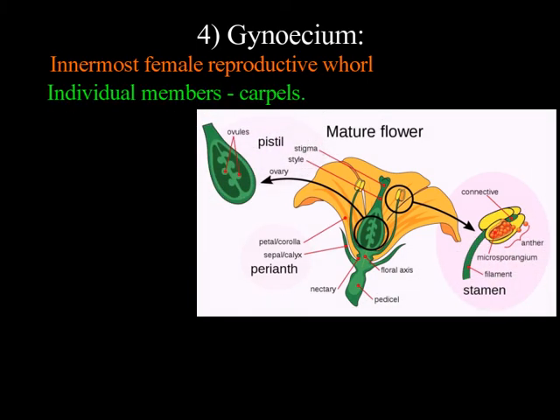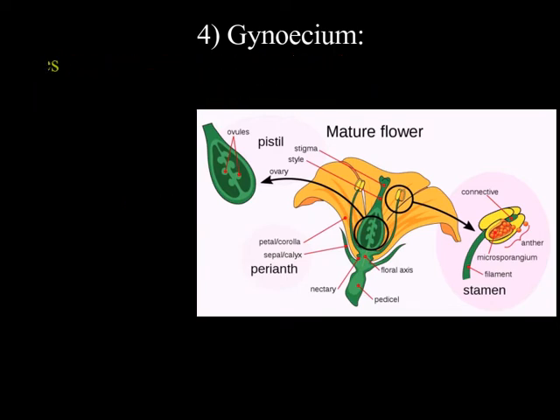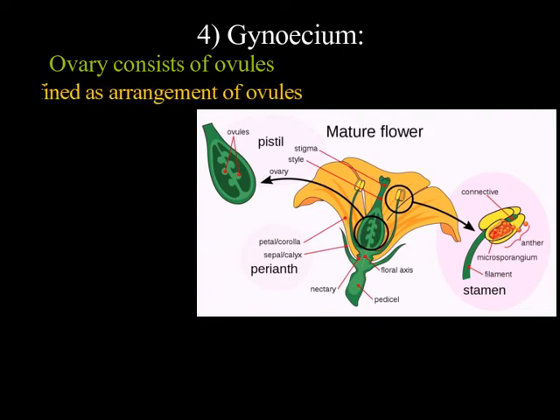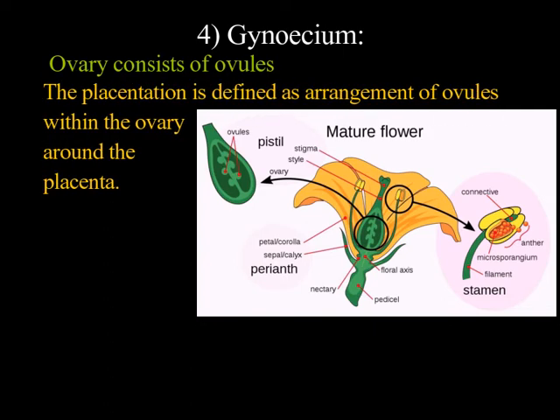The individual members of gynoecium are called carpels. Each carpel consists of three parts, that is ovary, style, and stigma. Ovary is the basal part of the carpel, which consists of one or more ovules. These ovules may be attached to a flattened cushion-like placenta via either marginal, axile, parietal, basal, central, or free central placentation. The placentation is defined as the arrangement of ovules within the ovary around the placenta.